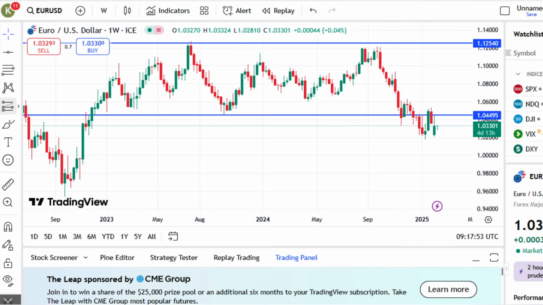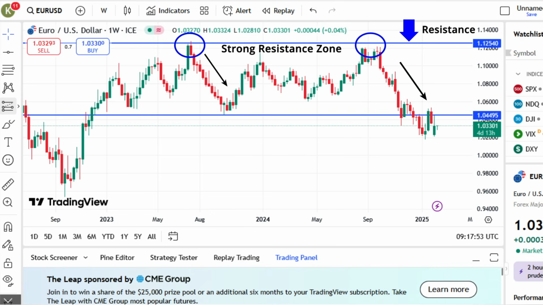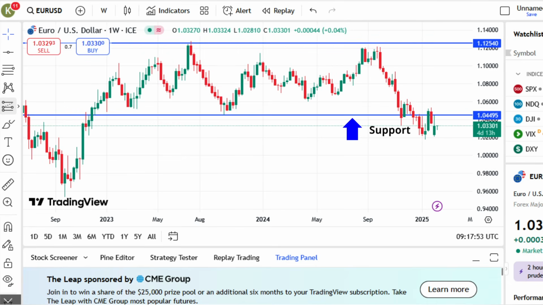Let's make a practical example by looking at this Euro USD weekly chart. So first, let's identify resistance, that is the ceiling for sellers. Look at the top blue line. Notice how price has touched this area several times in the past, but just couldn't break higher. Each time, sellers try to step in and push price down, and that makes this zone a very strong resistance zone. And in this area, traders usually look for selling opportunities. Now to identify support.